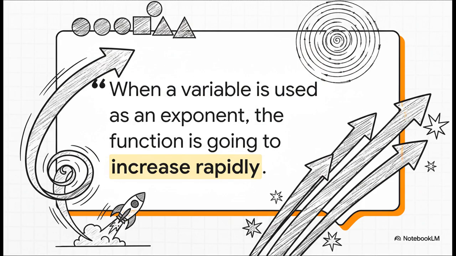And that really gets to the heart of it, right? When you see that variable hanging out up in the exponent, what does it mean? It means the function is going to increase, and I mean rapidly. The growth isn't just steady, it's actually accelerating. It just keeps building on itself again and again.